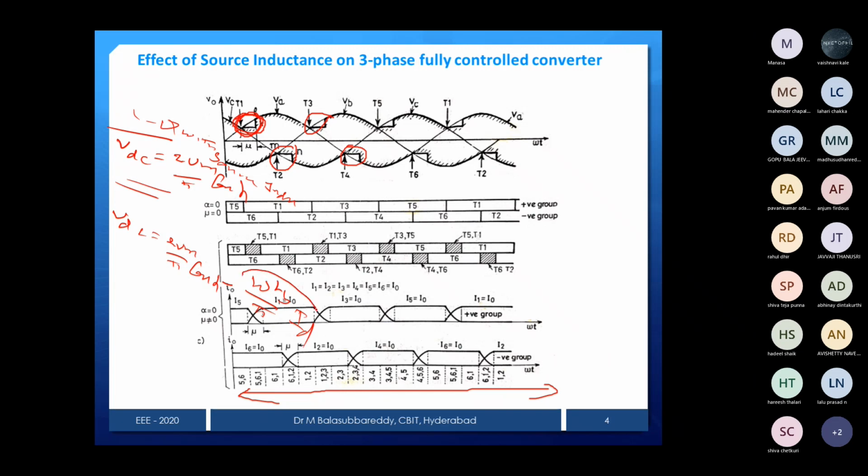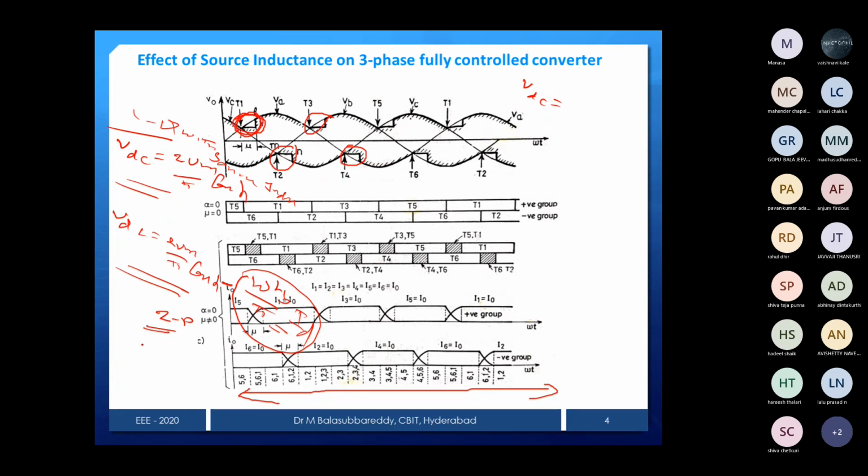So now this is the drop. Before we were getting this 2 Vm by pi, but due to source effect we are getting the drop omega Ls by pi into Id. And similarly, by seeing this directly, you can represent your output voltage waveform by considering the source effect in the three phase. So how many pulses is this one? It is a single phase case, a two pulse converter. For the two pulse converter we are getting omega Ls by pi into Id.